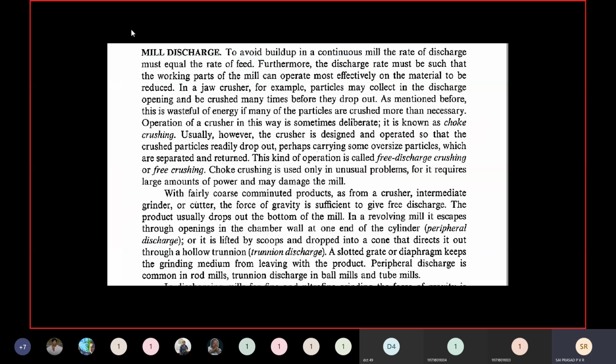Then we have the next concept called mill discharge. This is very important. Means what? We have seen feed control. Now we are going to see the mill discharge. Once the particles are coming out from the crushing zone, after the crushing is over, how are we supposed to take them back, and how are they going to come out from different types of machines?